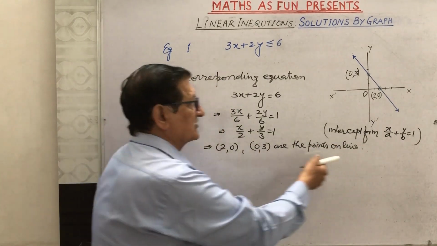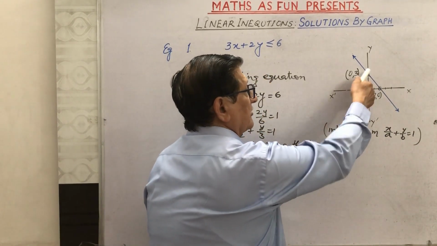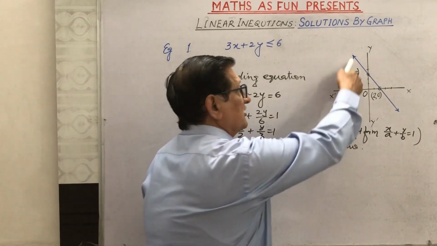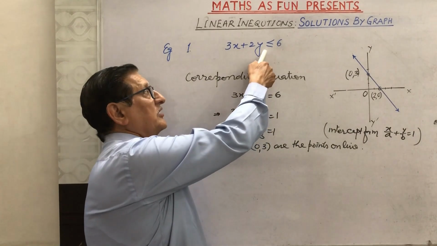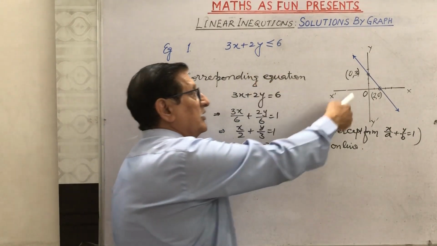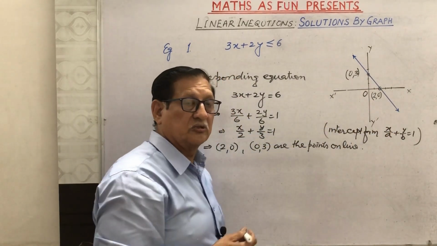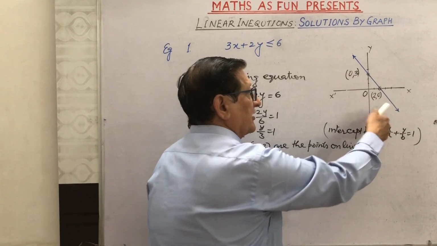We plot these points. (2, 0) is the point here, and (0, 3) is the point here on the y-axis. Then join these two. But what type of line? See here the sign of inequality, that is less than or equal to. It means the line is also representing the solution of this inequality, and hence this is a continuous, regular line.